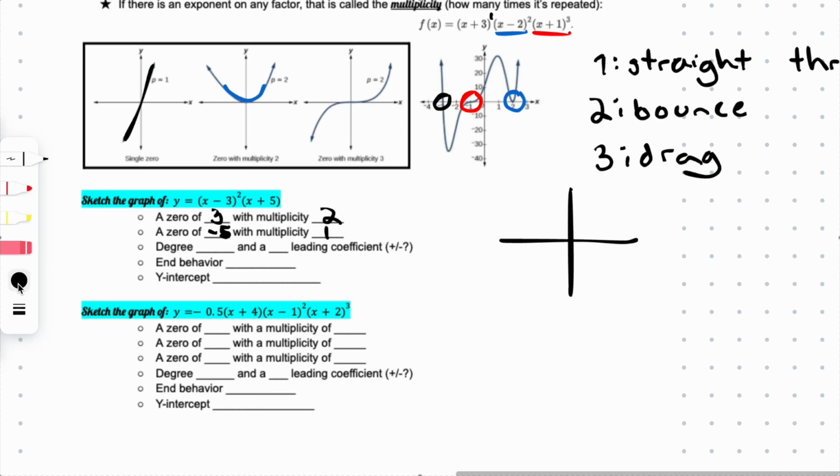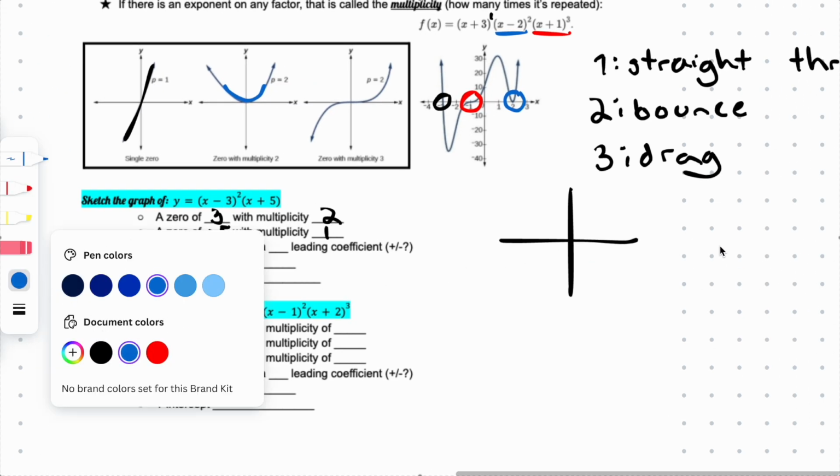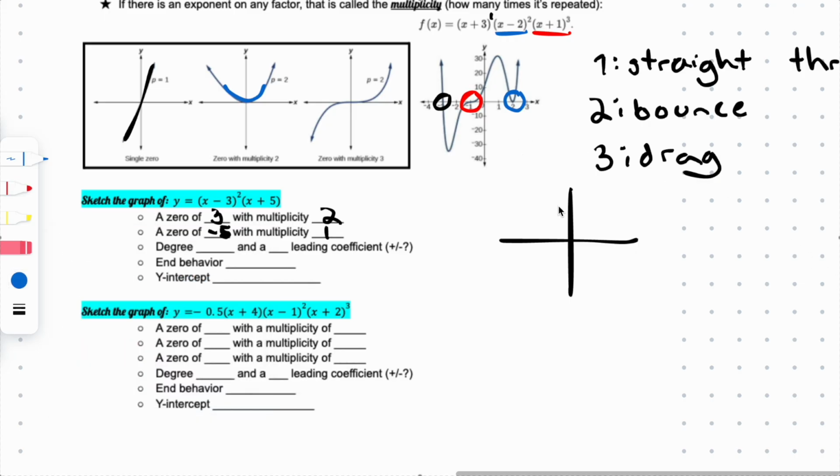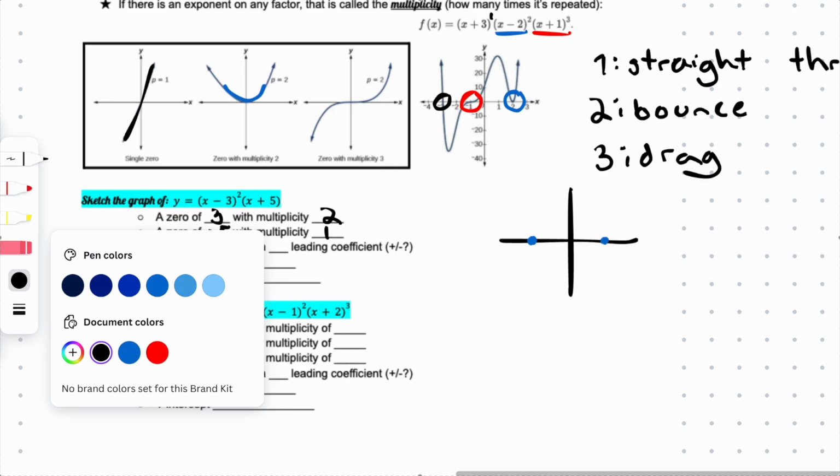So let's put that down real quick. We have a 0 of 3, so I'm going to just put something there. But we bounce, because we have a multiplicity of 2, so let's just keep that in mind. We also have a 0 of -5, so something there, where we have a multiplicity of 1, so we go straight through. Okay? Now let's fill in some of these other points.